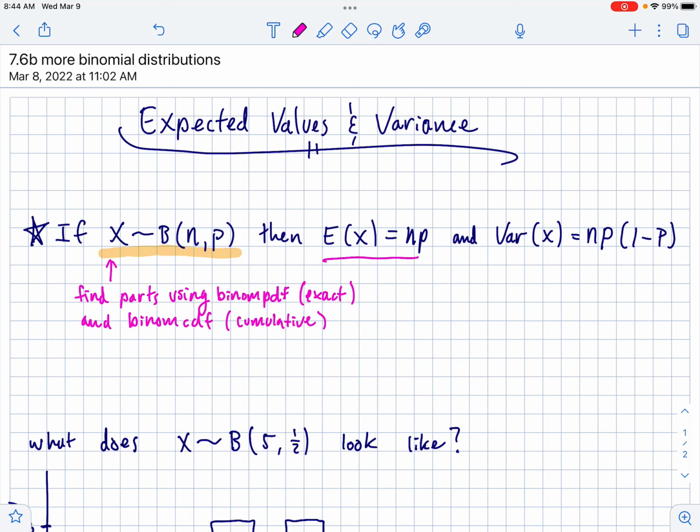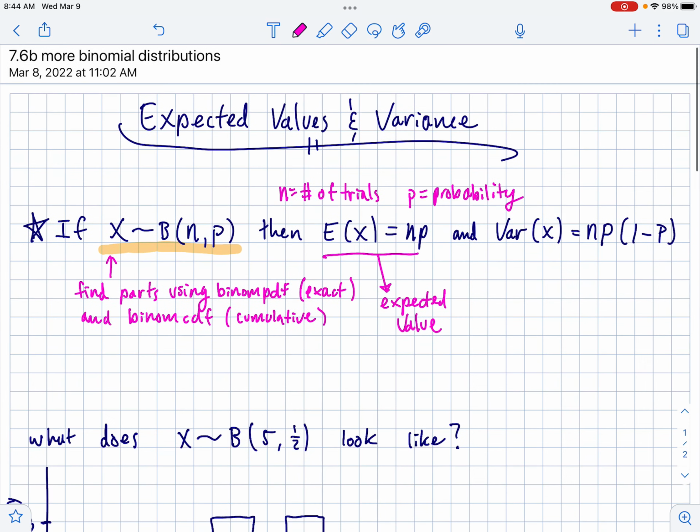The two things we're going to introduce today are how to find an expected value, and that's actually pretty straightforward. You just take n, the number of trials, and p, the probability of the event happening. If you want to find the expected value, you just multiply n and p together. It's real quick, two numbers multiplied.